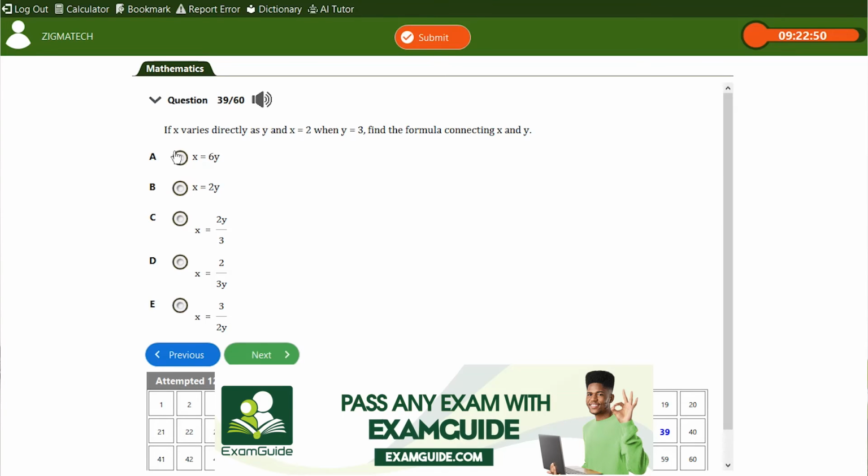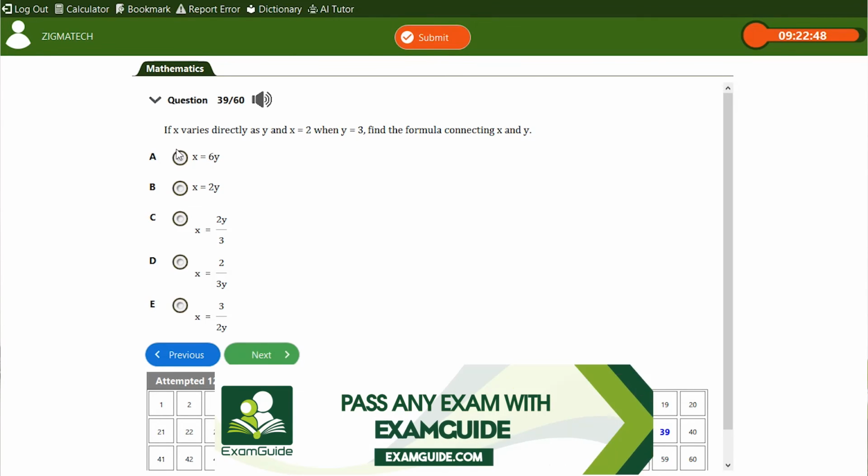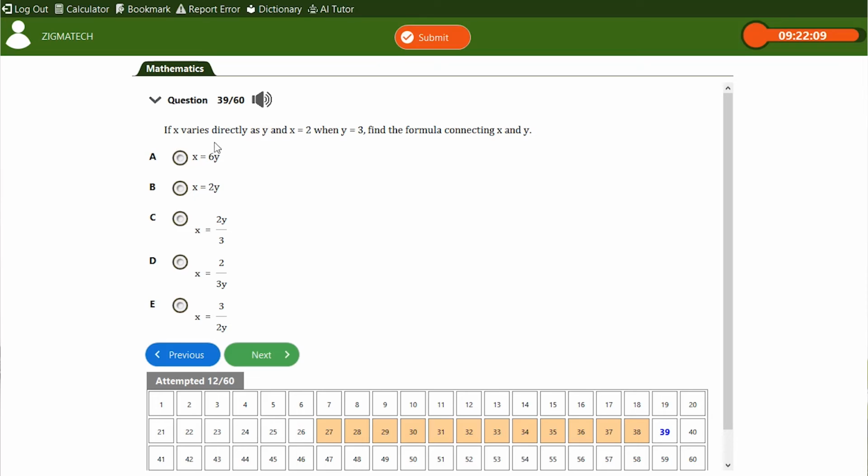All right. If x varies directly as y and x is equal to 2 when y is equal to 3, find the formula connecting x and y. All right. So this is an inverse variation. Okay. I think we did something around variation. All right. So let's go ahead.